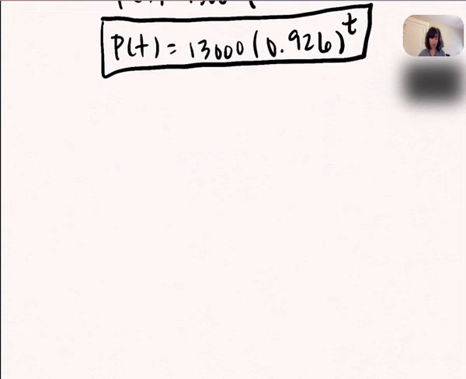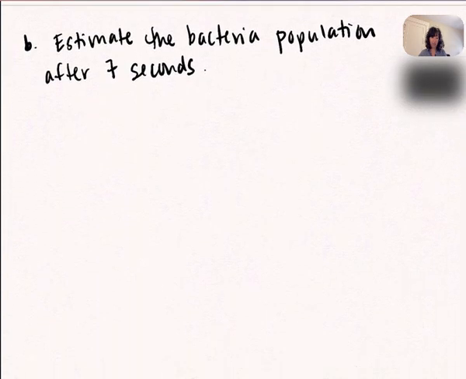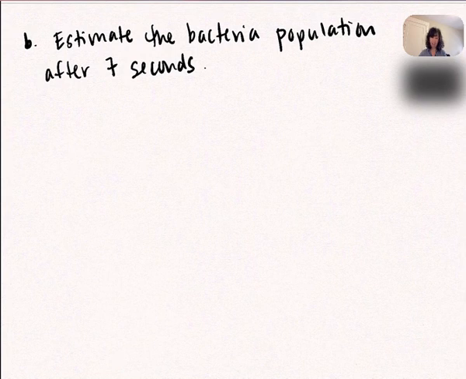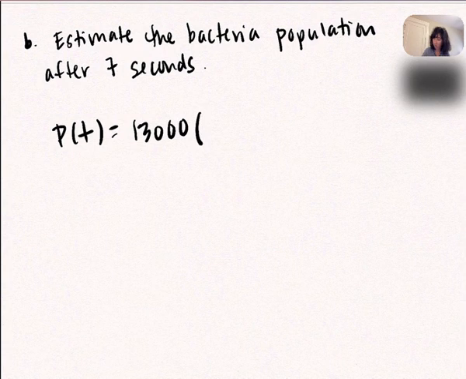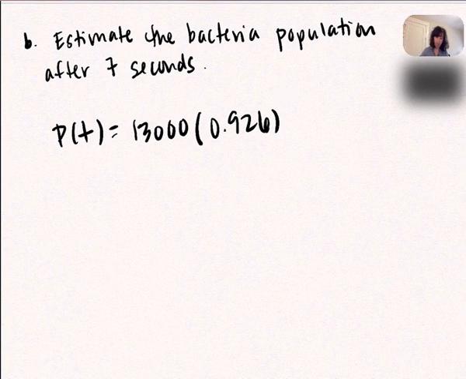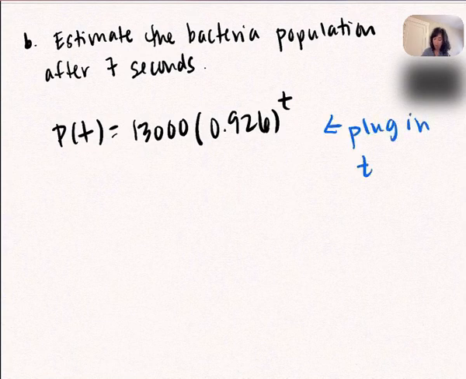I'll show you what I mean with part B. Part B is to estimate the bacteria population after 7 seconds. So we have this formula, P of t equals 13,000 times 0.926 to the t. And we're asked to estimate the bacteria population after 7 seconds. So the way that this equation works is we can plug in 7. If we plug in t equals 7, it'll tell us what the bacteria population is after 7 seconds.